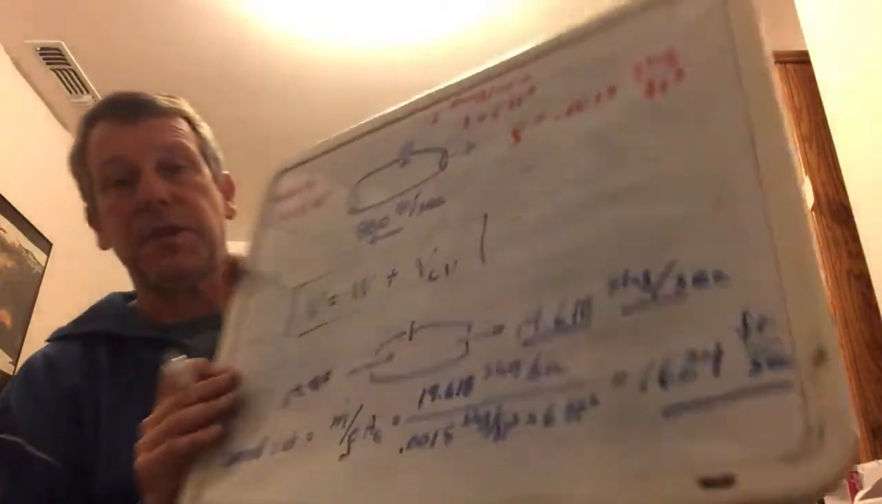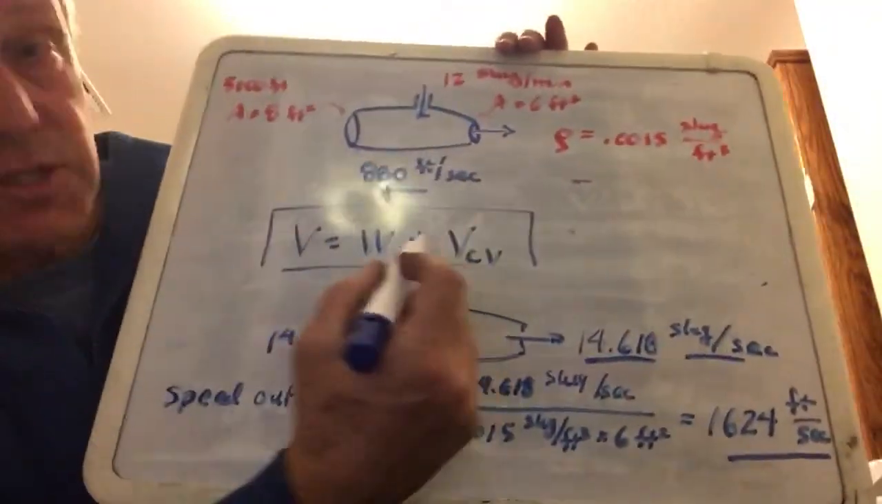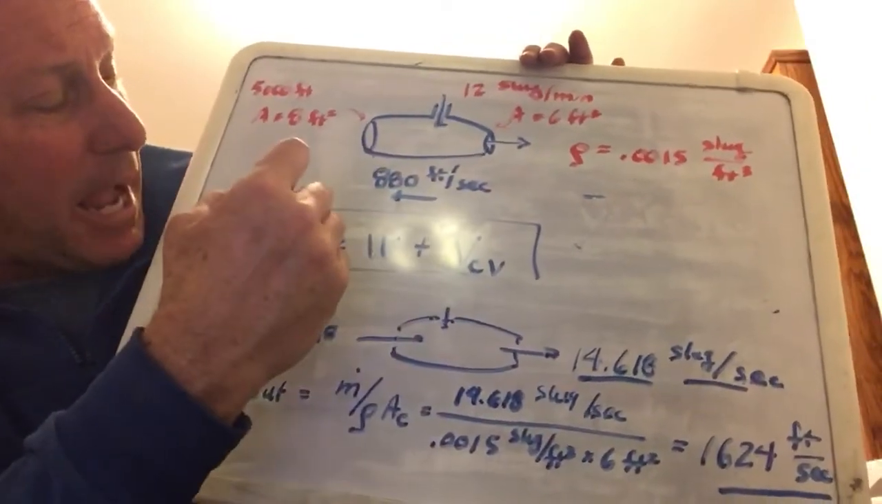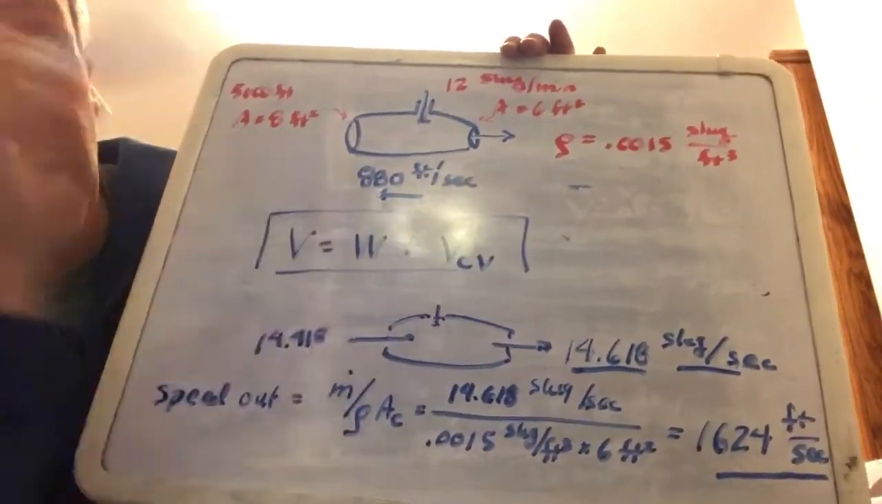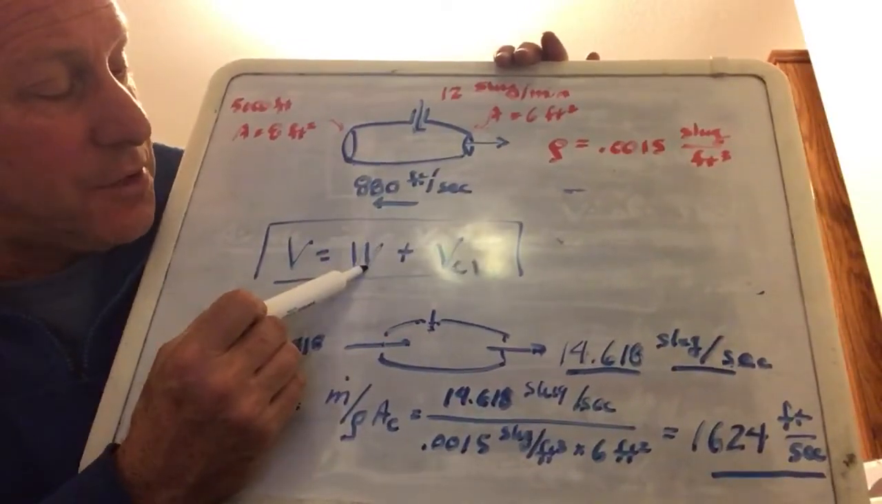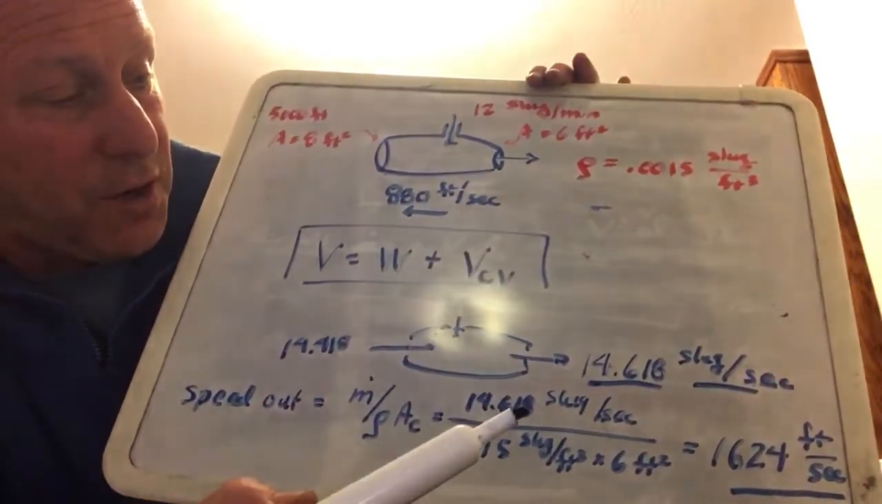Okay, thanks for waiting. So there's our basic equation if we have a moving control volume, which is what we have there. The absolute speed of the fluid, say relative to the ground or to a stationary observer, is equal to the speed relative to the control volume plus the speed of the control volume.